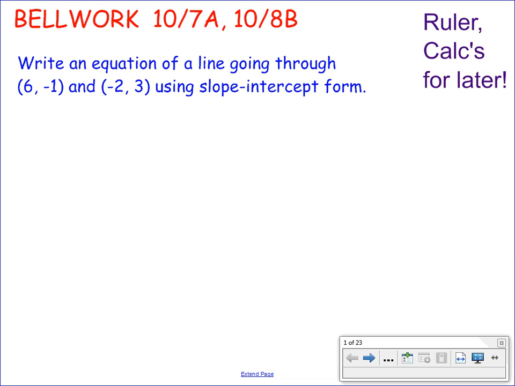Do that a couple different ways. In the Bellwork, we asked you to do it using slope-intercept form. I'd like everybody to be ready because I'm going to ask you to share slope-intercept form with letters when I call on you. So no numbers. What does slope-intercept form look like with letters?